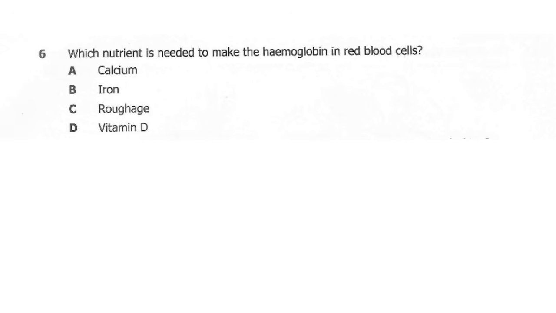The correct answer here is B, iron. So to make hemoglobin, iron is needed. So that's where the hem comes from. So hem is short for iron. So we have hemoglobin, just like we have hematite. So hem normally gives a red color for the iron. Okay, so we move on to the next question.